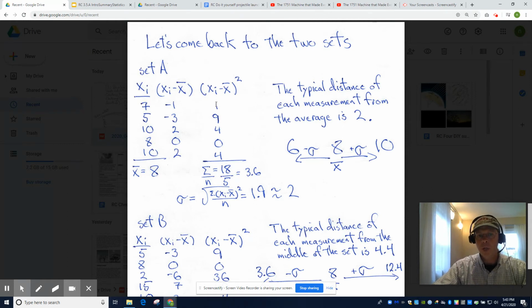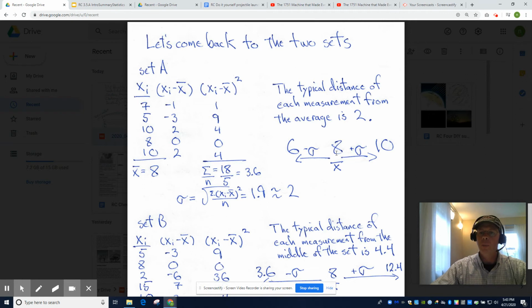So now we square negative 1. That's 1. Square negative 3. That's 9. Square 2. That's 4. Square 0. That's 0. Square 2. That's 4. Find the average of the square deviations. That's 3.6. And finally take the square root. So the standard deviation of set A is 1.9, or 2 roughly.